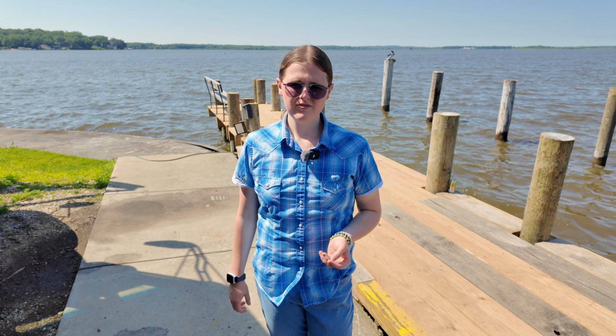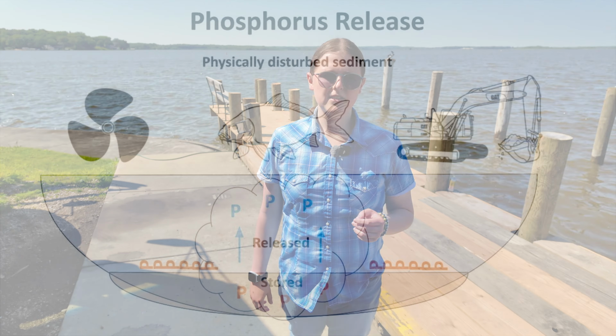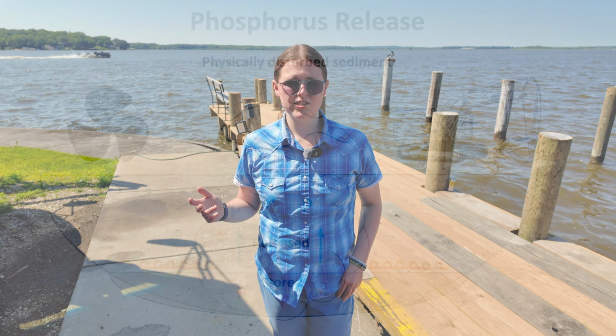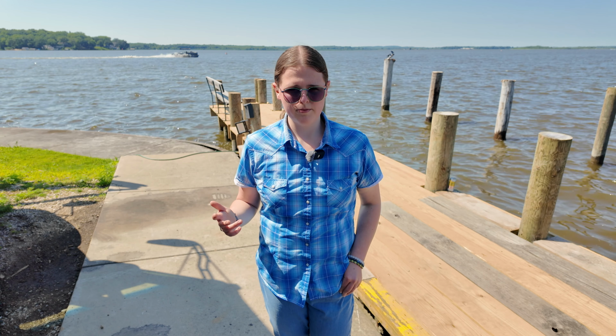waterway. The simplest way phosphorus re-enters the water column is for the sediment at the bottom of the lake to be physically disturbed, which can happen in many ways. Boat traffic, especially in shallow areas, is a key contributor to sediment disturbance in the chain of lakes. Invasive species like carp are also notorious for stirring up sediment. Mechanical dredging also stirs up a lot of sediment.